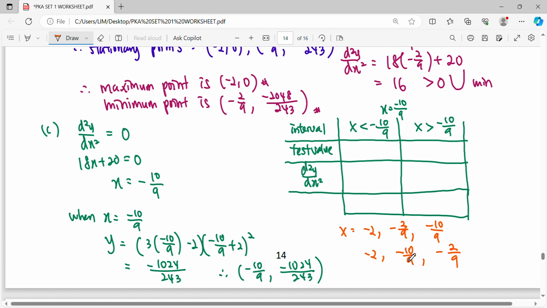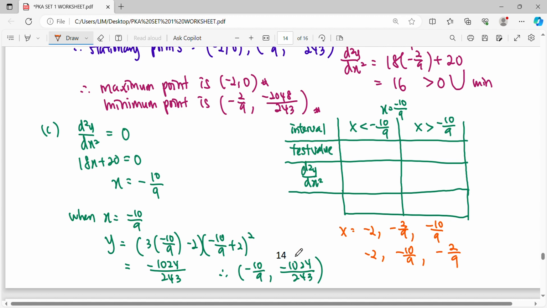So when you want to test a value, don't exceed -2. If you take too far, you are looking at the concavity here, not the concavity here. So take a value in between, yes, less than -10/9, but not too far away. If the value falls too far away, it will be another interval. You can't see what happened. It will have changed already.